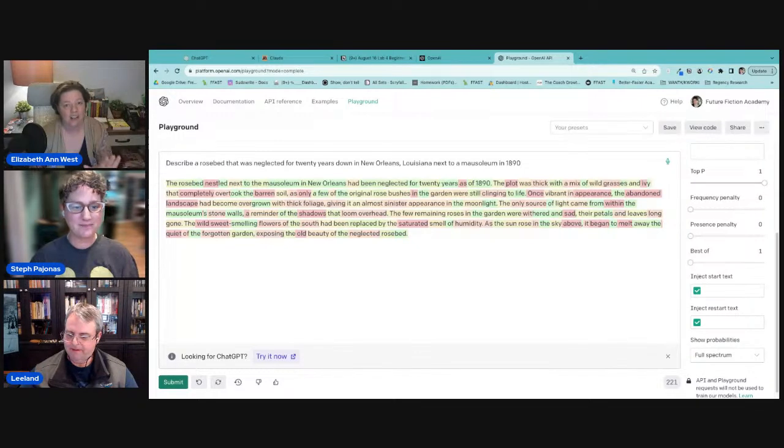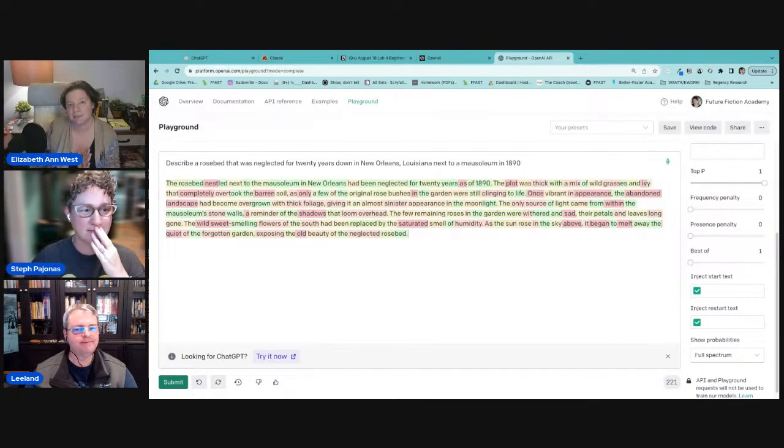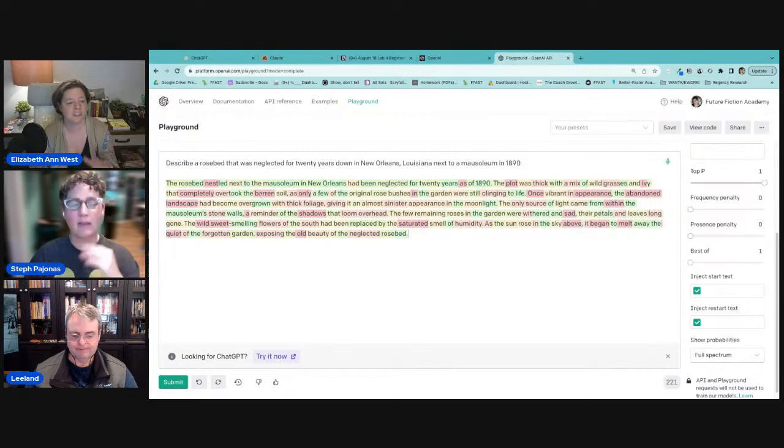And the last thought I'll leave you guys with before I stop the share: you cannot raise your presence penalty to the point that you're going to get good material out of this. Presence penalty on two was never going to bring me mausoleum, New Orleans, Louisiana, 1890. That has to be you. That's the part that you bring in with the LLMs.